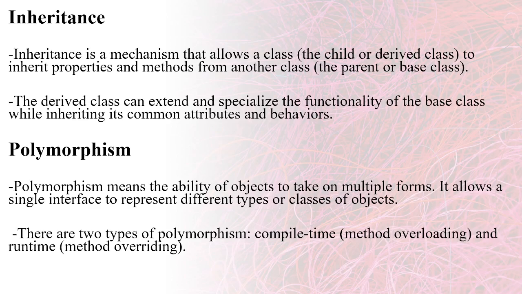Polymorphism: poly basically means more than one, and morphism means forms. So if you are going to handle more than one form at the same time, we call it polymorphism. It is basically the ability of objects to take on multiple forms, and it allows a single interface to represent different types of classes or objects.